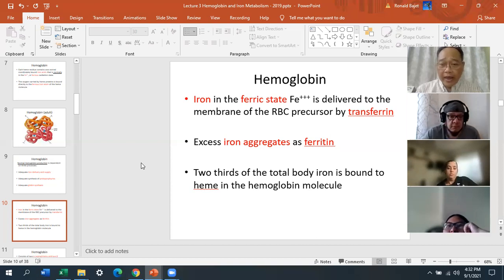Okay, so excess iron aggregates. Excess iron, if it's not being used, still has to be bound to a protein, and iron aggregates in the form of ferritin. Two thirds of the total body iron is bound to heme in the hemoglobin molecule. The important thing to note is that iron cannot be free, because free iron in the blood is toxic. If your body detects free iron, it'll filter it out and it'll end up in your liver.